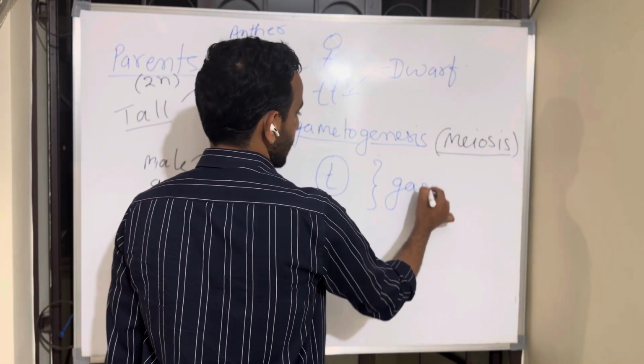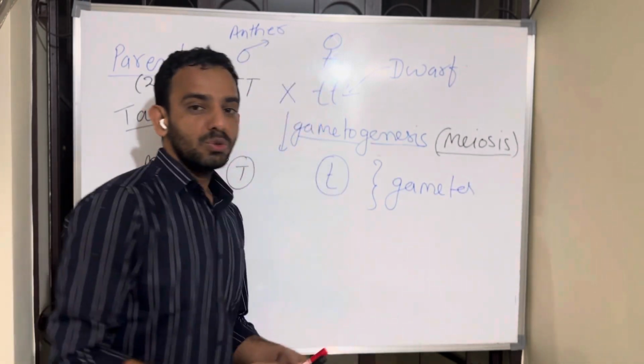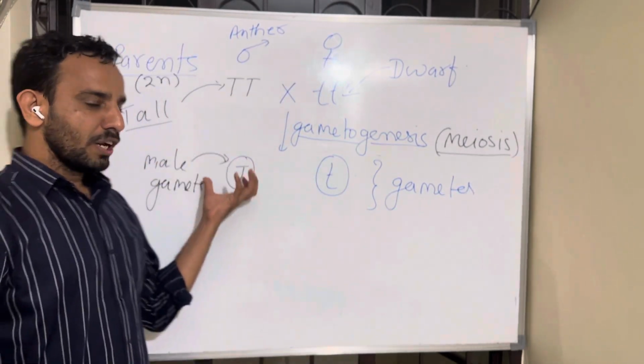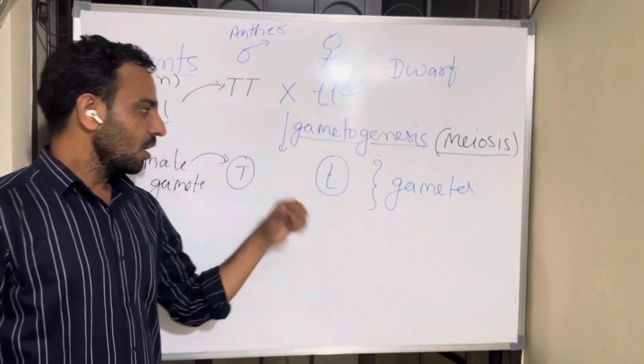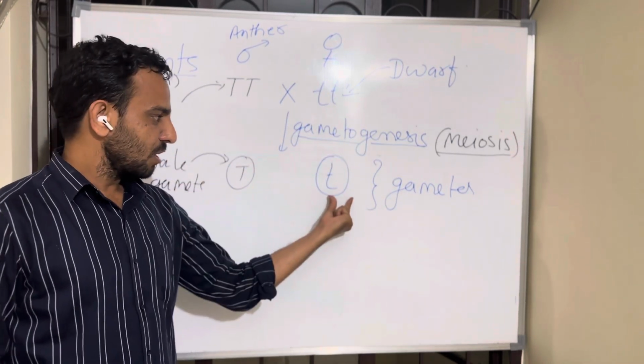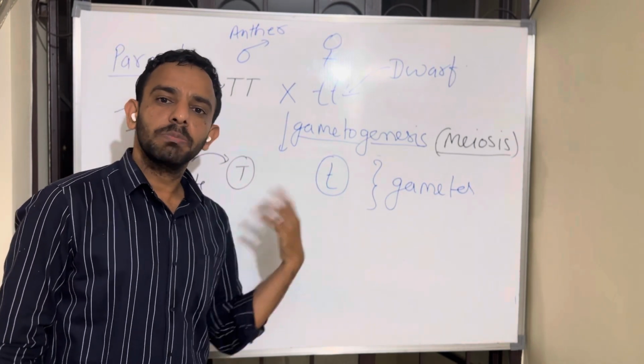These things are gametes. As you know, the pollen grains will be carried by insects to the stigma, and there they will reach the embryo sac, where the small t type of egg cell is present.